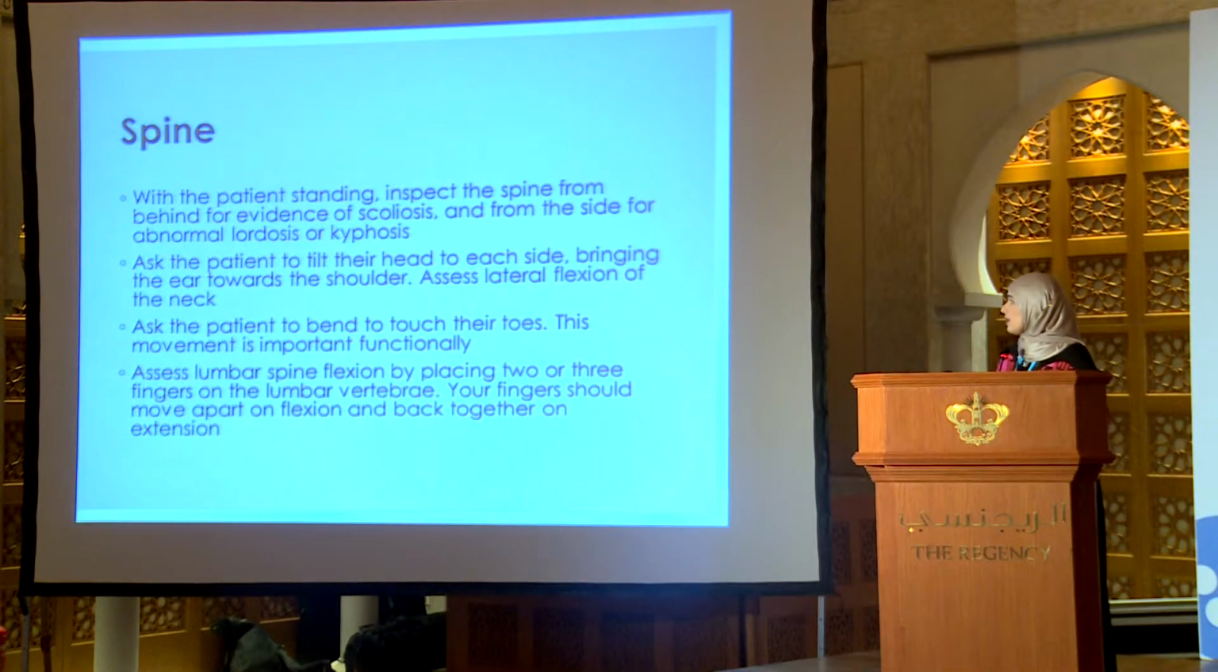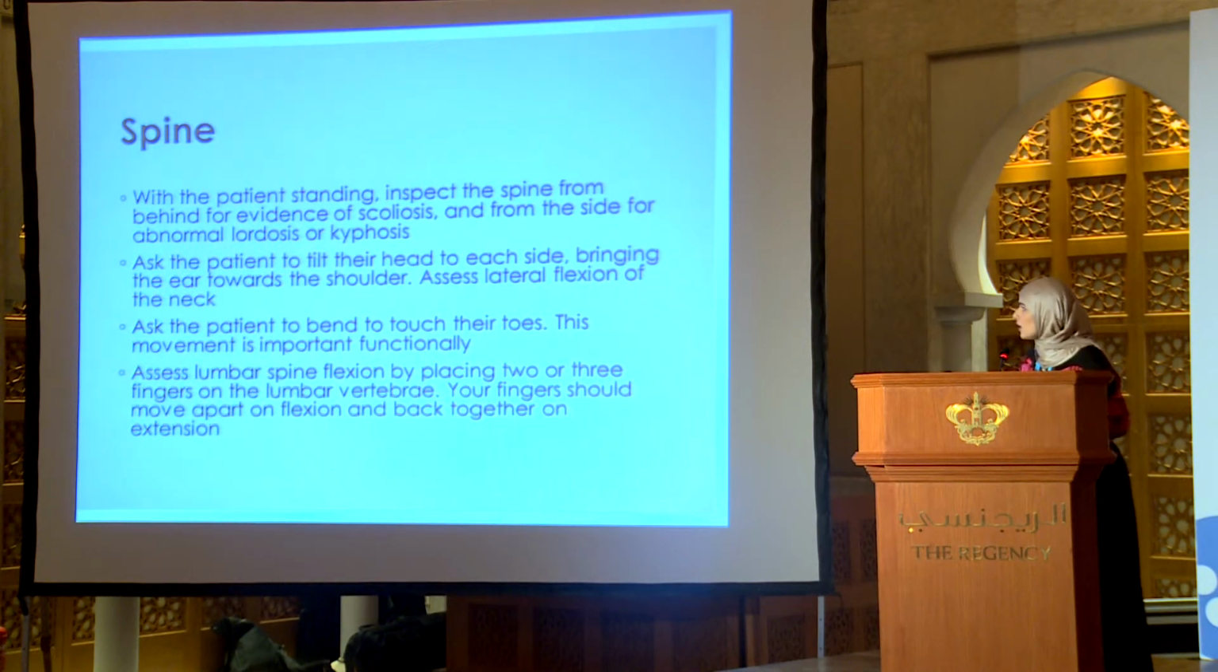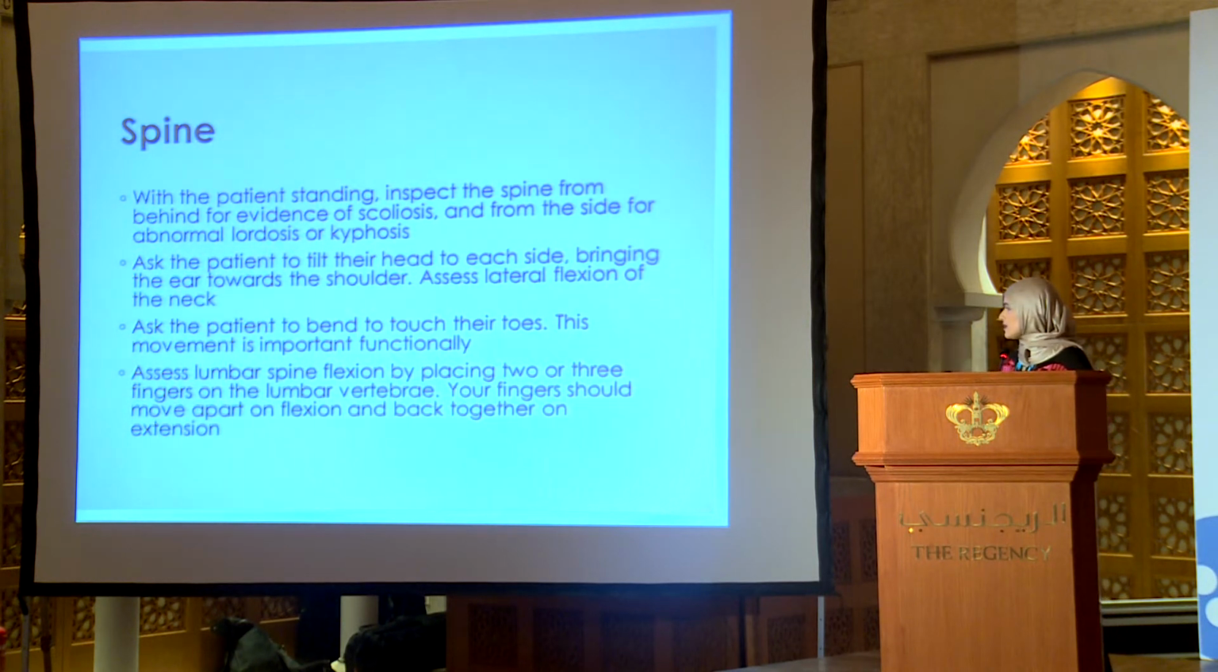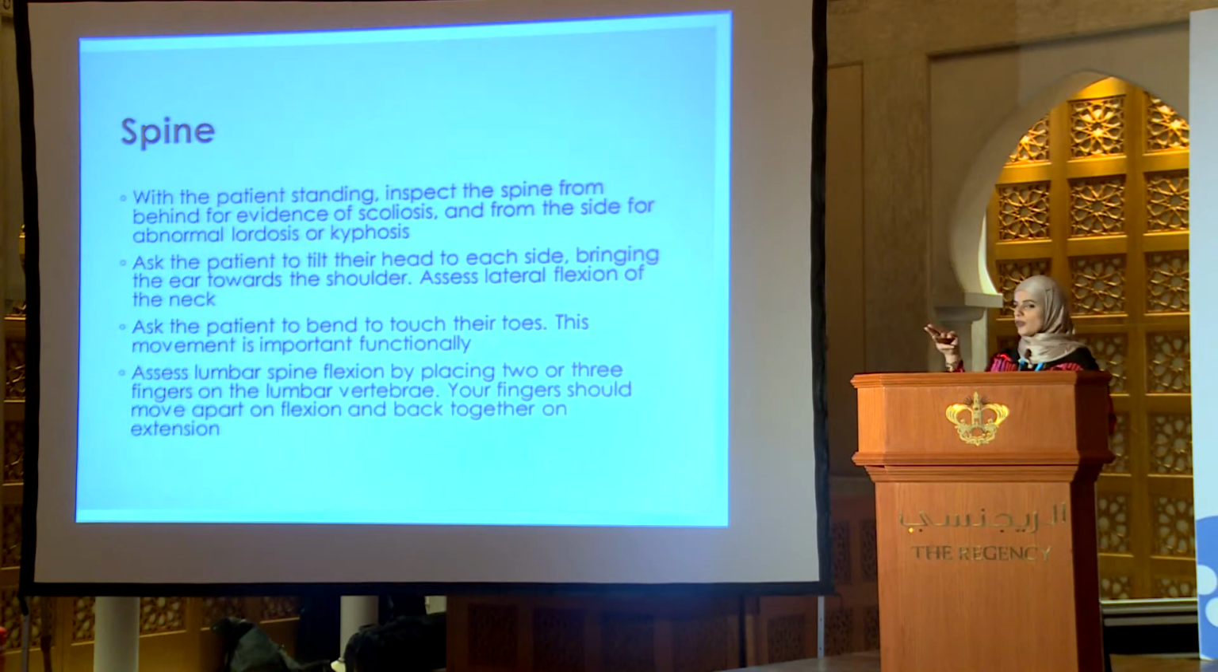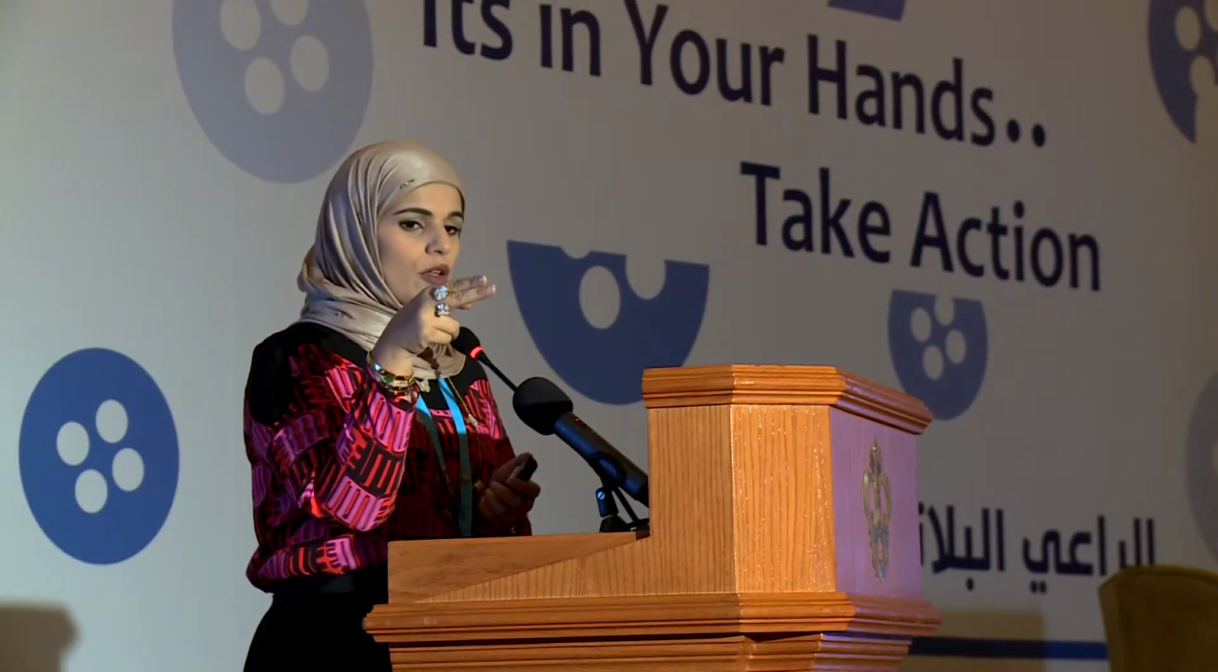For the spine, you inspect from behind for evidence of scoliosis, and from the sides for any evidence of abnormal lordosis or kyphosis. You ask the patient to tilt their head to the side, bringing the ear toward the shoulder, to assess lateral flexion of the neck, and ask your patient to bend to touch their toes to assess the function of the spine as well. A crude way to check the movement of the lumbar vertebrae is to put your fingers on them; your fingers should come close together with extension and separate with flexion.